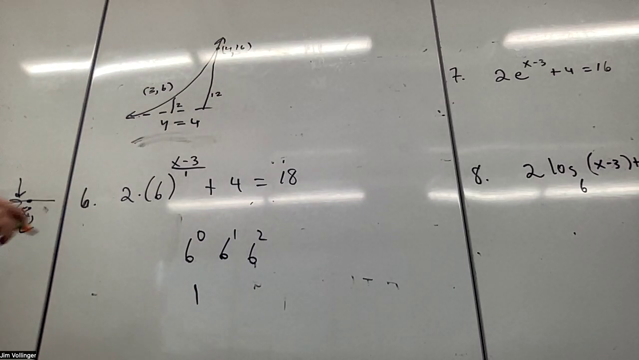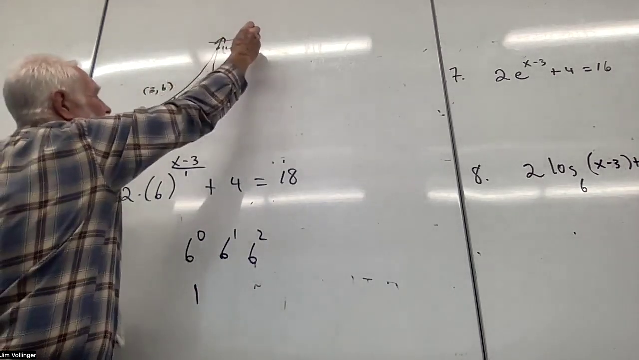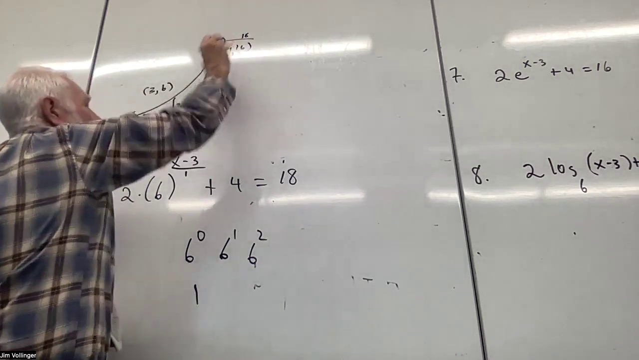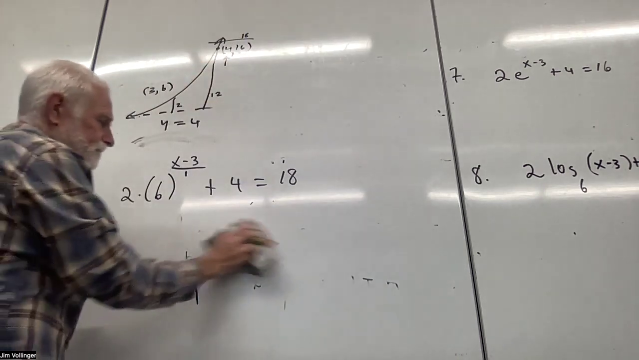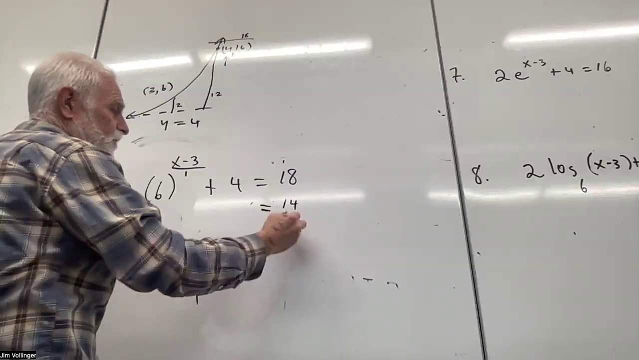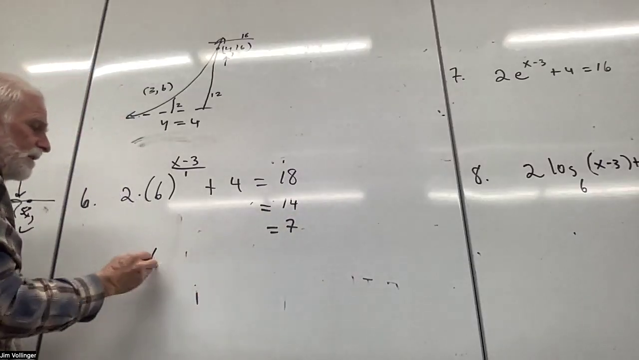And I want 18, so I should get an answer just a little bit bigger than 4. That x is a little to the right. So let's find it. Subtract 4, divide by 2. And now you need to know the inverse of this.